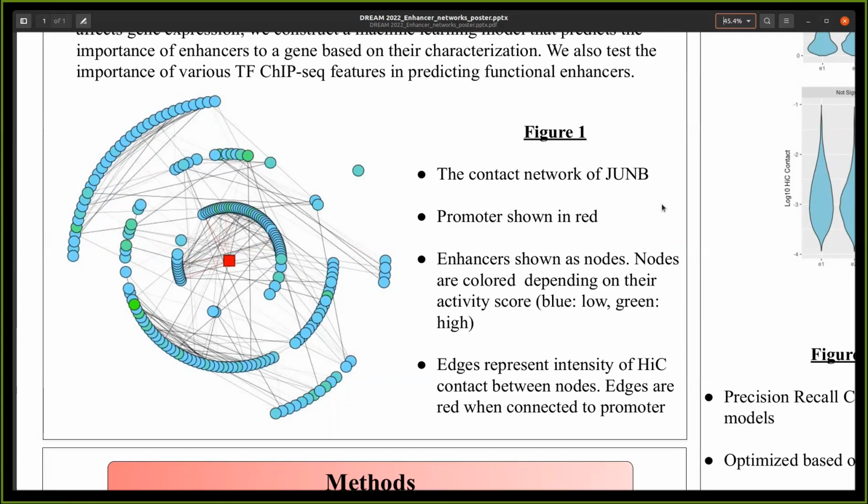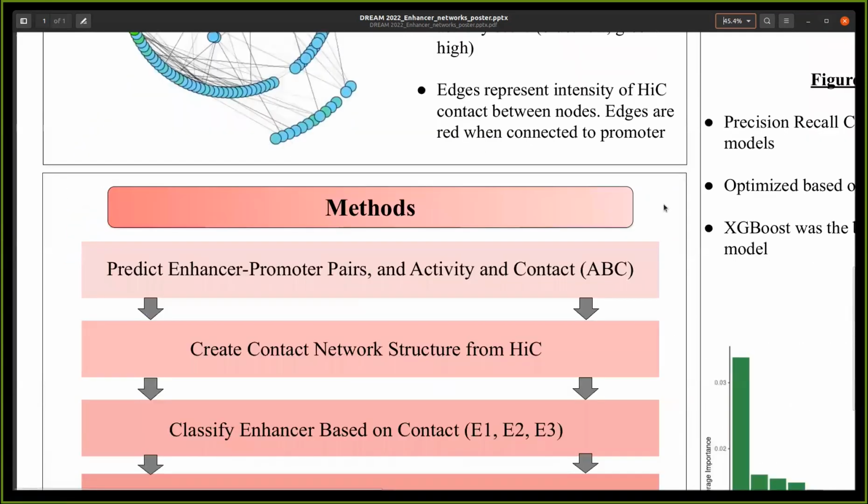Edges are weighted higher when the Hi-C contact is more, and they are red when they connect an enhancer to the promoter. You can see here that there are a few enhancers that connect directly to the promoter, but many of the connections happen between enhancers. These are the connections that we're interested in this study. So now let's take a look at the methods.